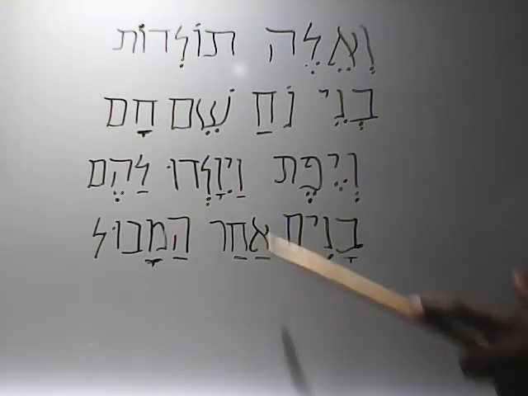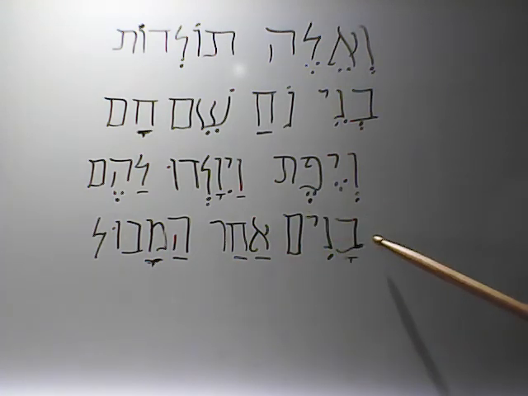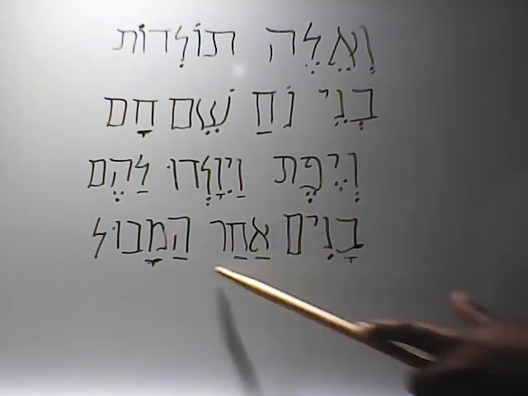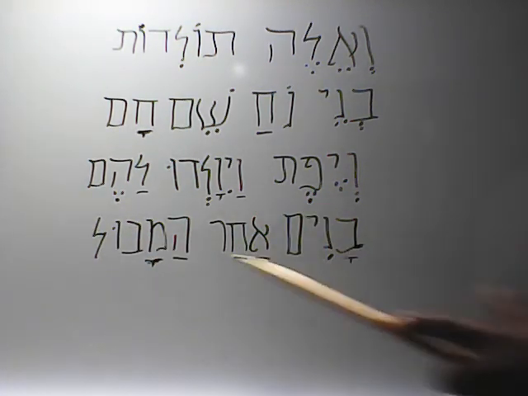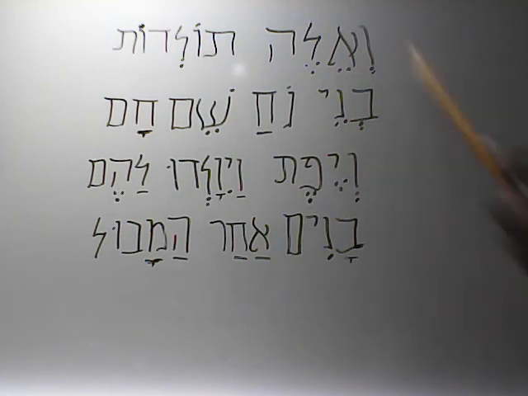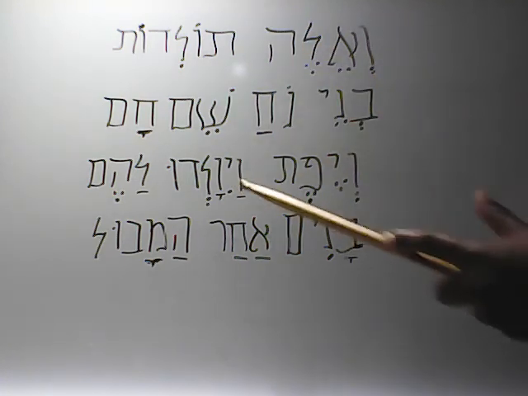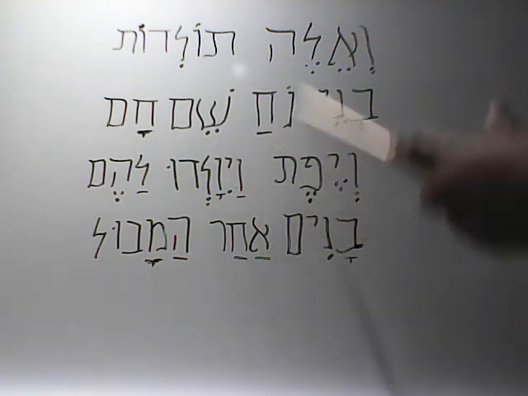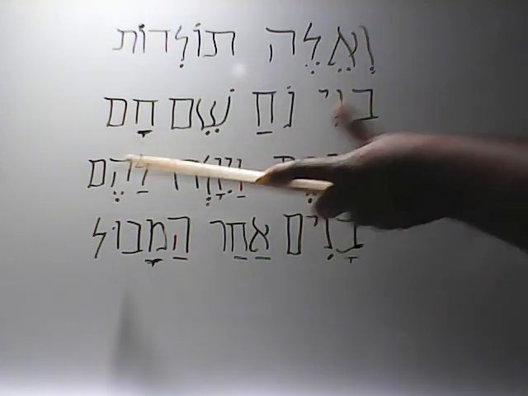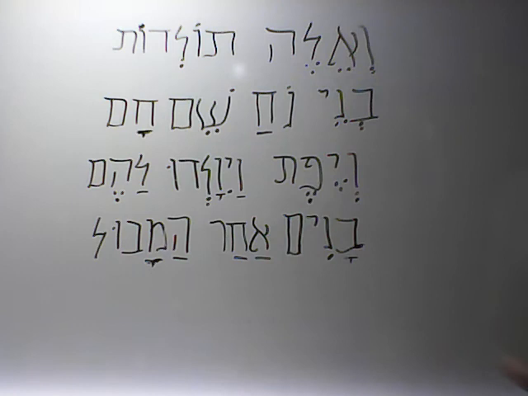Banim, sons, after the flood. What this is saying is these are the generations of the sons of Noah, Shem, Ham, and Japheth. And they had sons of their own after the flood, if you were to loosely translate this verse.